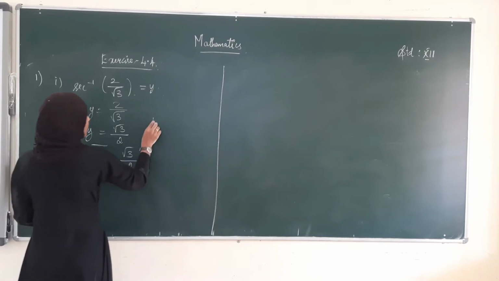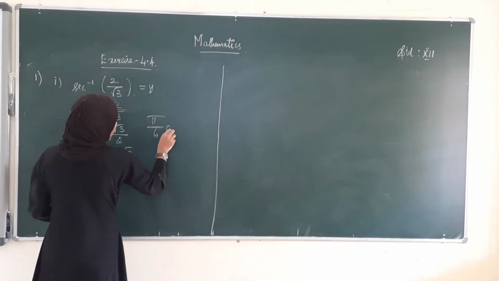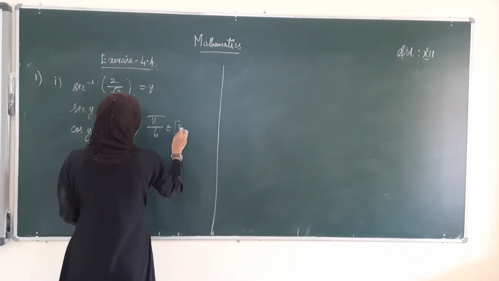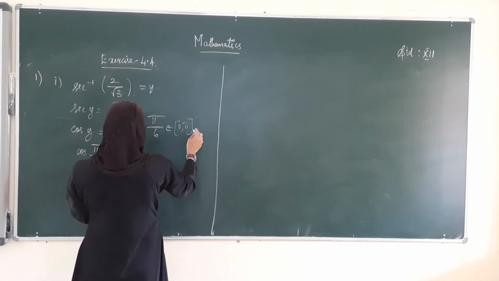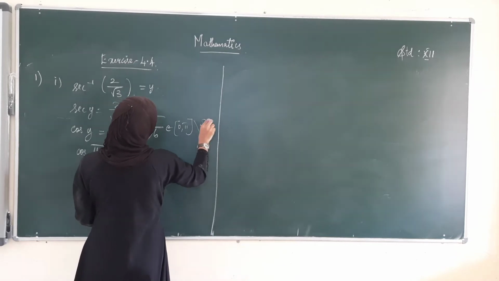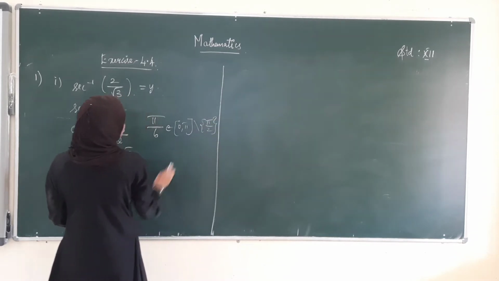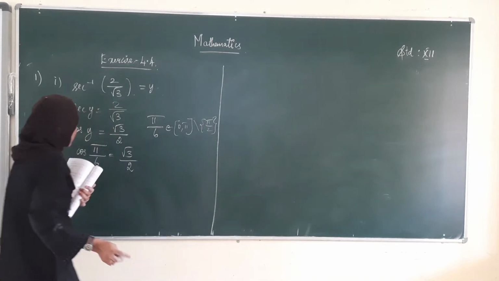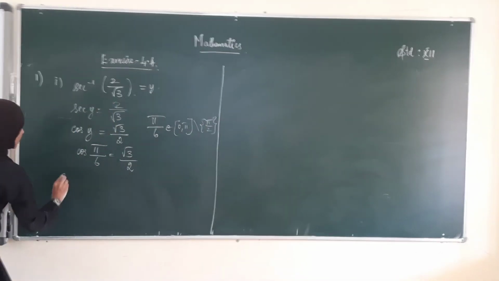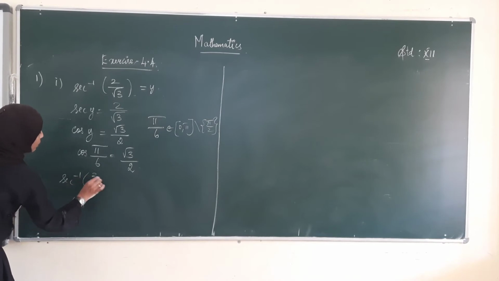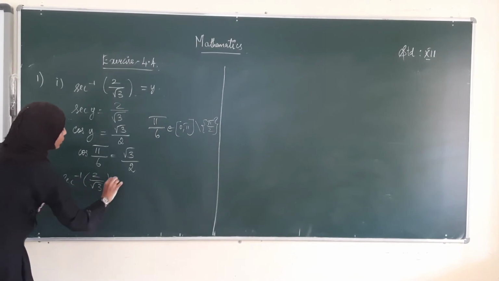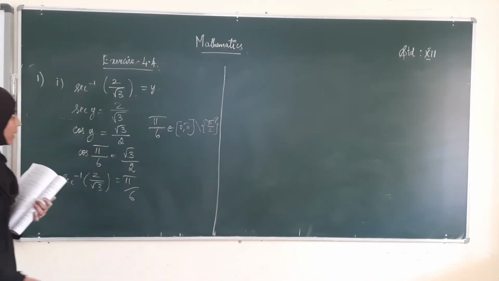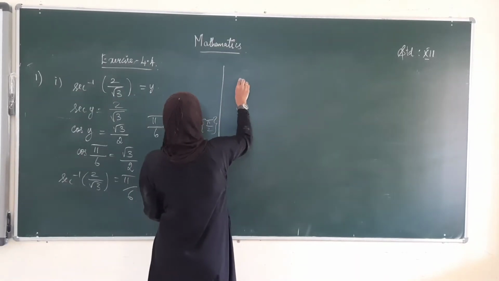We have to show that pi by 6 belongs to the range of the secant inverse function. What is the range of the secant inverse function? 0, pi restricted pi divided by 2. So surely pi by 6 belongs to 0, pi restricted pi divided by 2. Therefore, the principal value of secant inverse of 2 divided by root 3 is pi by 6. Okay. Now the second subdivision.